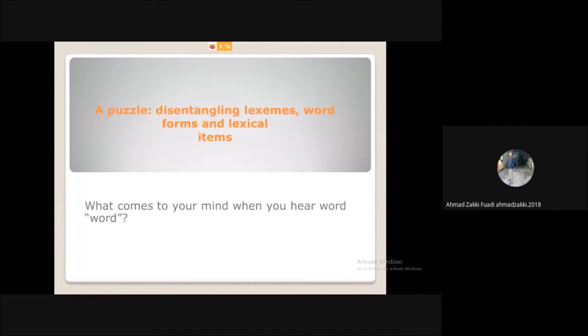So in this slide, we set out to distinguish and elucidate the different senses of the word "word" and how they apply in English. Before we go to the next topic, there is a question. What comes to your mind when you hear the word "word"?